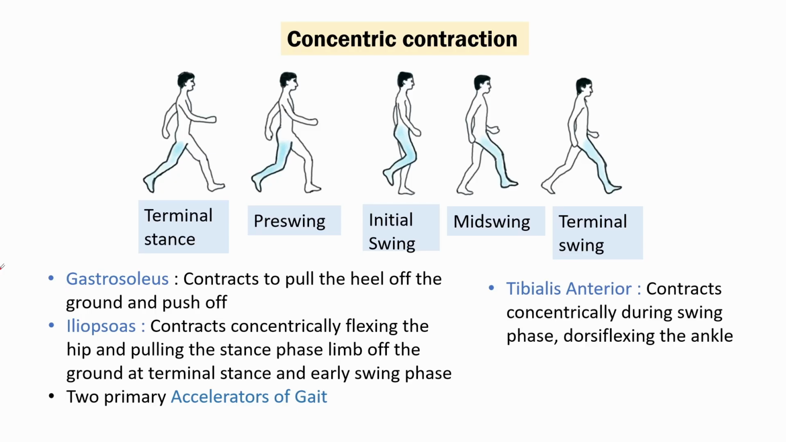Another example is the contraction of tibialis anterior, which contracts concentrically during the swing phase, dorsiflexing the ankle. This provides clearance for the foot during the swing phase.